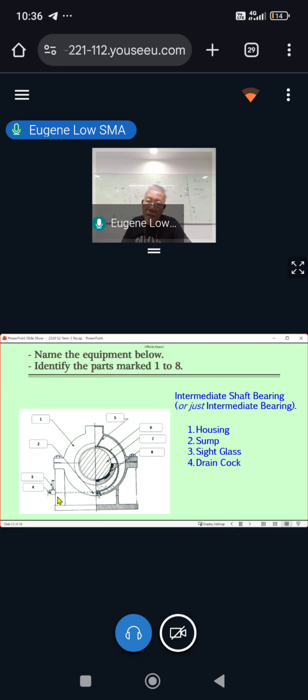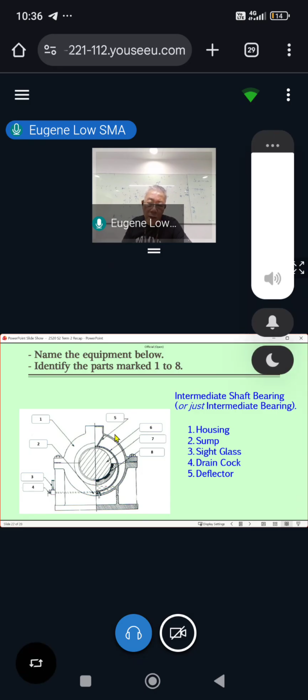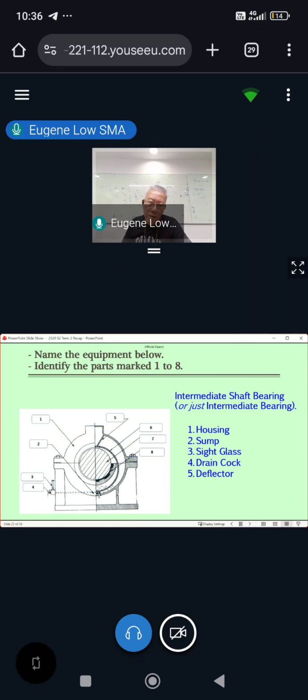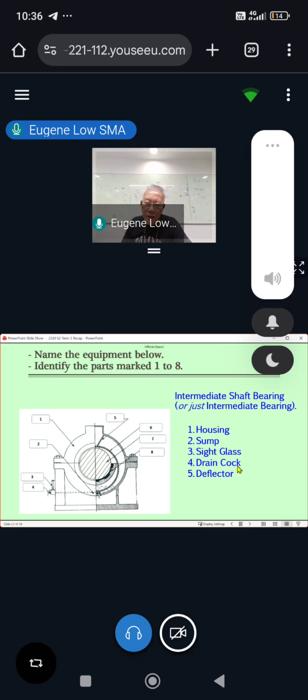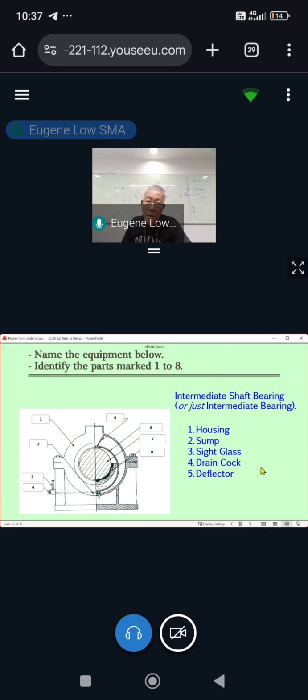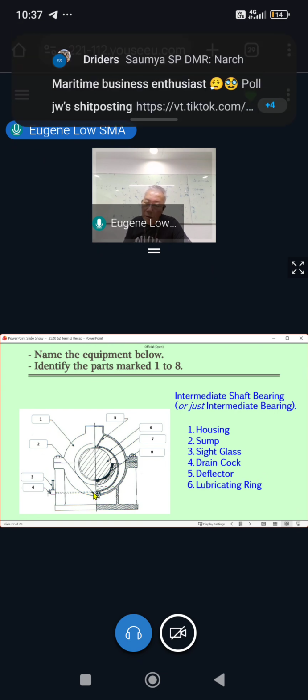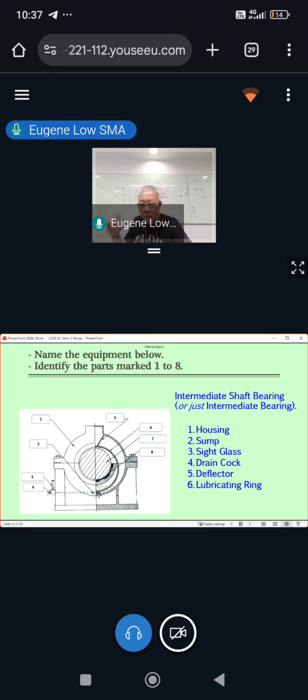This is to drain the water inside the cooling coil. Number 5 can only be called deflector. I don't think there's another name for it, right? Deflector. Scraping plate doesn't sound that nice, right? So stick to deflector, all right, guys? 6, of course, it is the lubricating ring. No other way to describe, right? Lubricating ring. Number 6. Number 7 is the intermediate shaft itself, right?